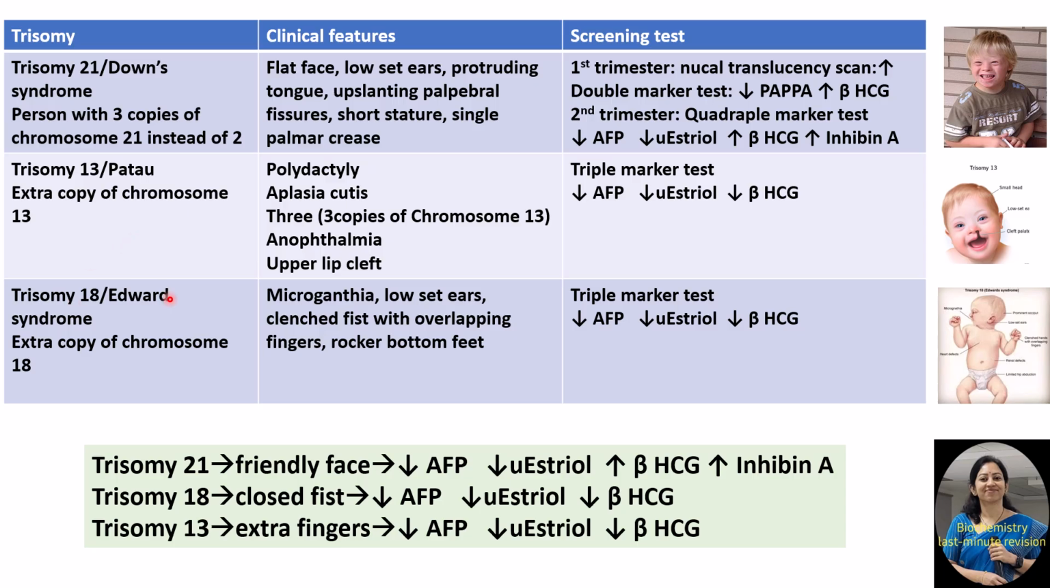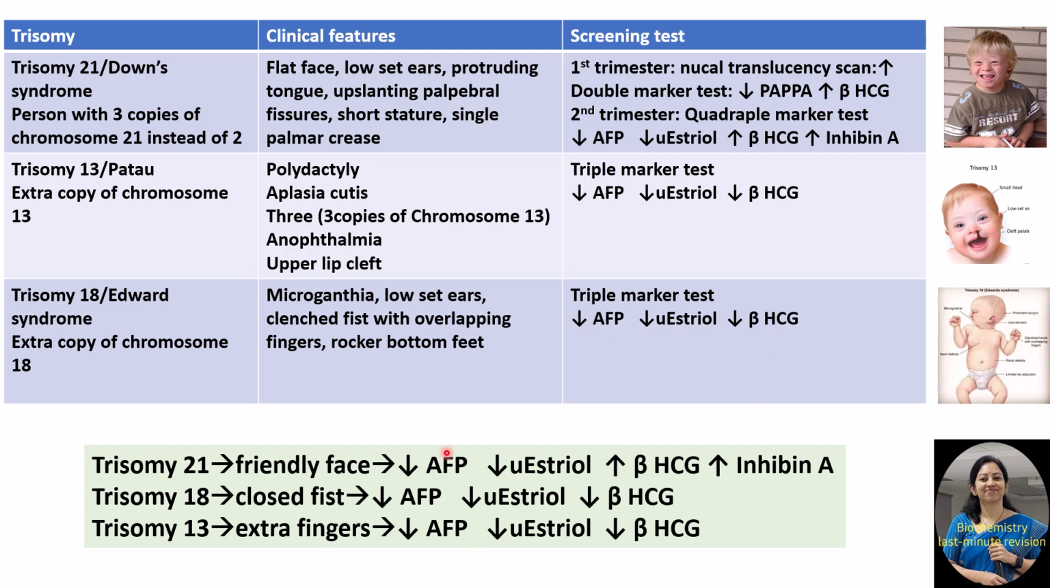Then trisomy 18 or Edwards syndrome is characterized by an extra copy of the 18th chromosome. The clinical features include micrognathia, low set ears, and the characteristic feature of clenched fist with overlapping fingers, and rocker bottom feet. Here also we can use the triple marker test as a screening test. In the mother's blood, all these parameters will be decreased: alpha fetoprotein, urinary estriol, and beta HCG.